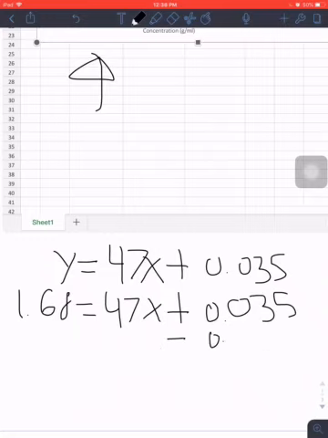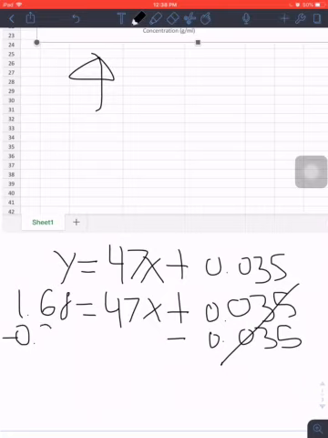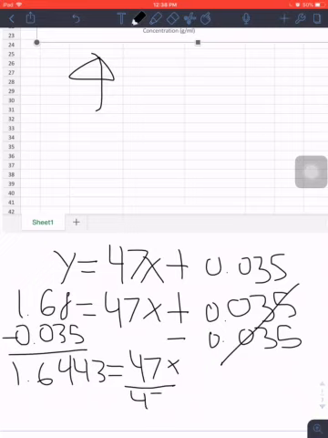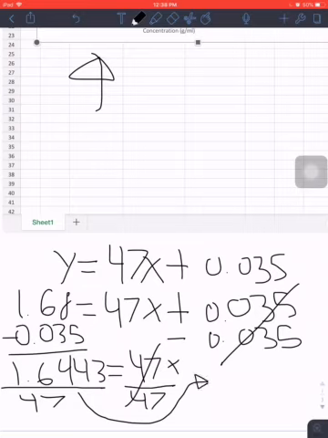Go here, cancel it out. You subtract the same number from here, and you would get a value of 1.6443. Now you have that equal to 47x, so you divide the 47 out of the equation to get the x alone, and you do it to this side as well. From there, you get a number of 0.034.